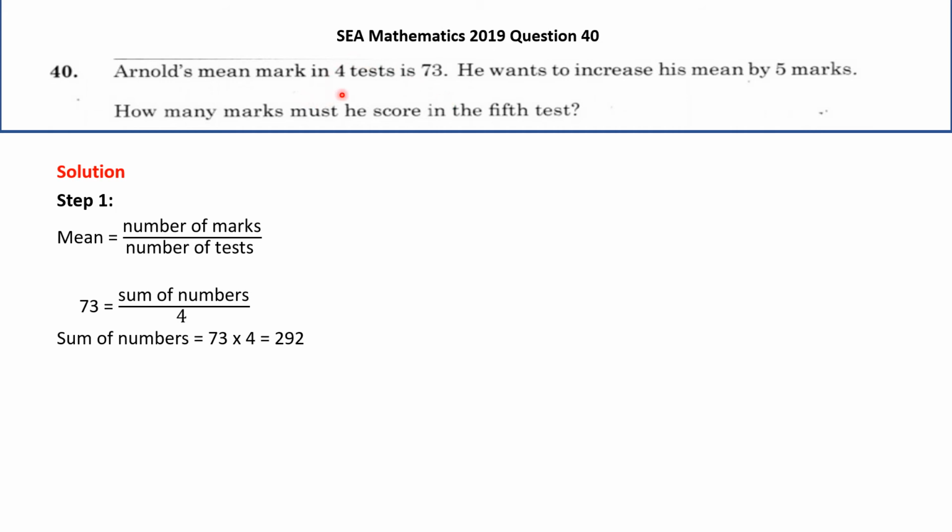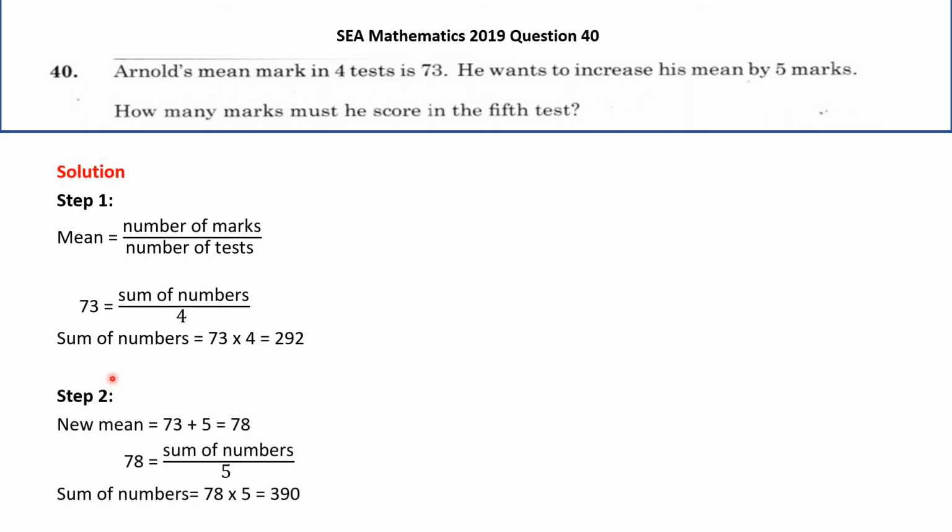So again, same thing as before. Once we are given the mean in the question, so they give us the mean here as 73, that means we have to find the sum of numbers by multiplying the mean by the number of tests. So we're going to get 73 times 4, which is going to give us 292.